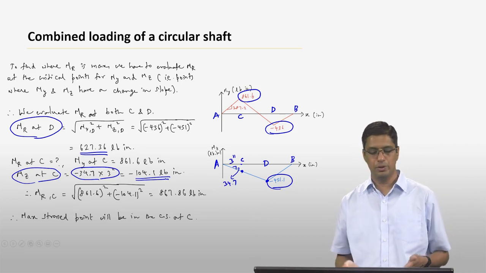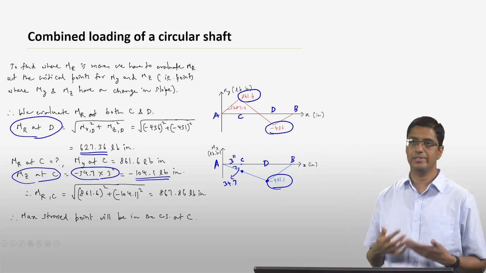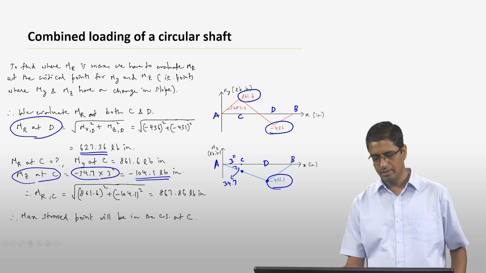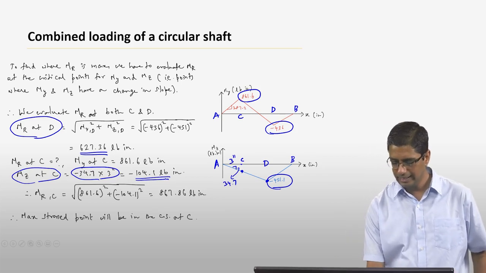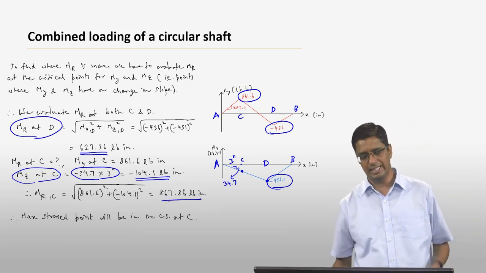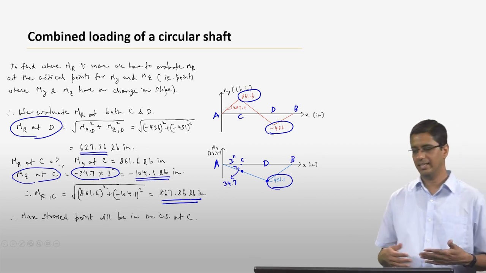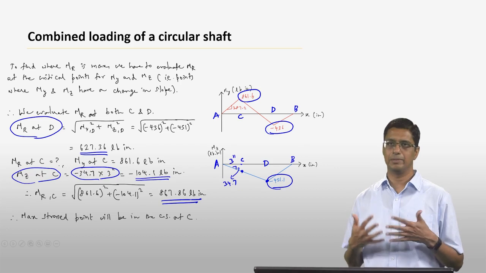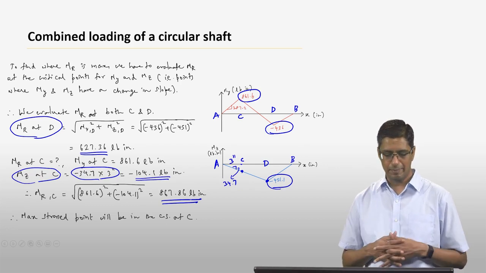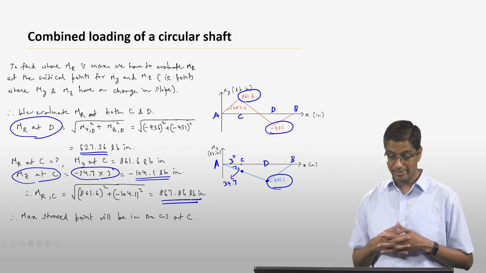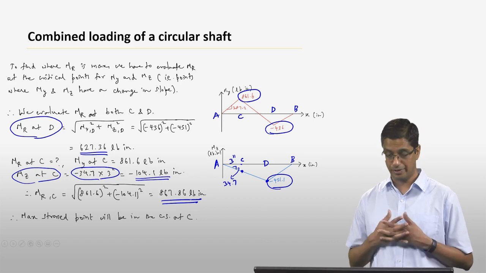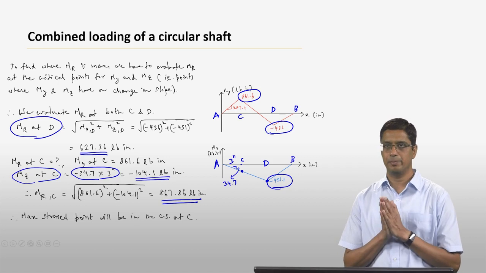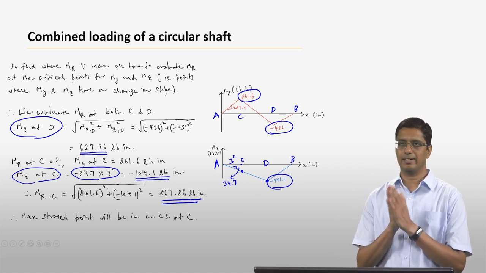Once you know what the Mz at C is, you already know what My at C is. You just find out Mr, and that turns out to be 861.86 pound inches. Again, in this case, it is very obvious that the location C is going to have the maximum resultant moment because Mz or My at C is really large, 861.86 pound inches. So we know that the maximum stressed point is going to be at the cross section at C.